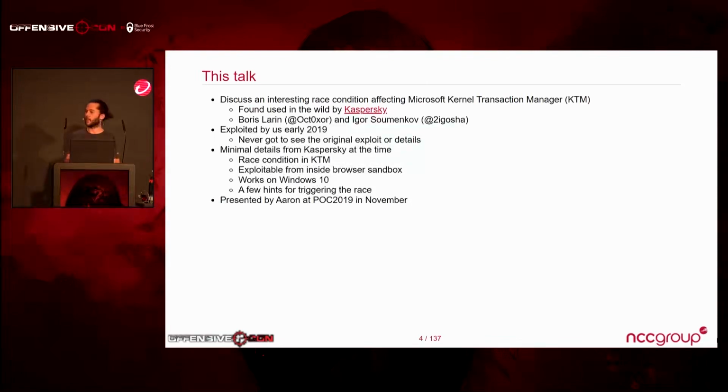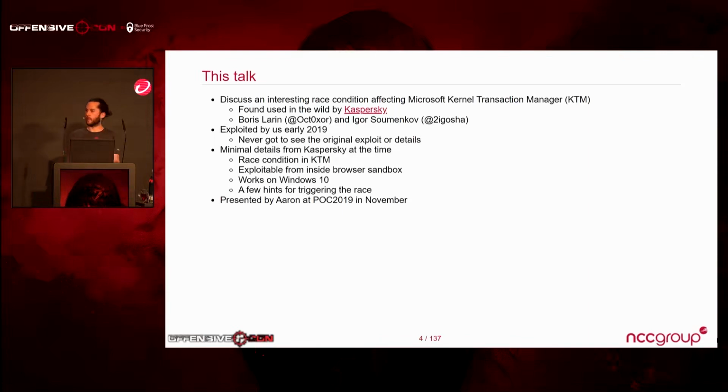We never got access to the actual exploit or a lot of detail. We only had access to this Kaspersky blog that gave us a few hints about the bug. The first one was that this was a race condition in this new component that we didn't know at that time, KTM. It was exploitable in the browser sandbox because it's allowed to access KTM from the browser sandbox, contrary to Win32k, for instance. It was working on Windows 10, and there were a few hints to trigger the race.